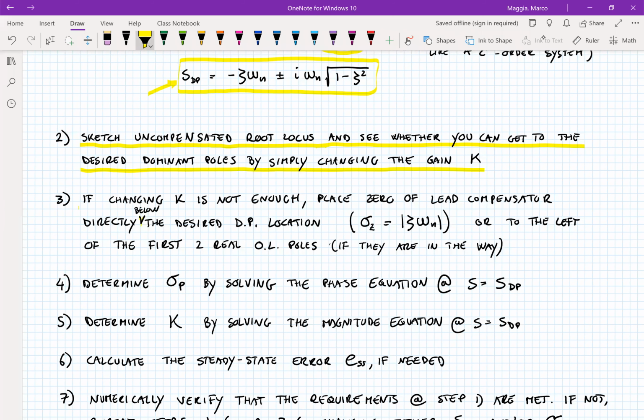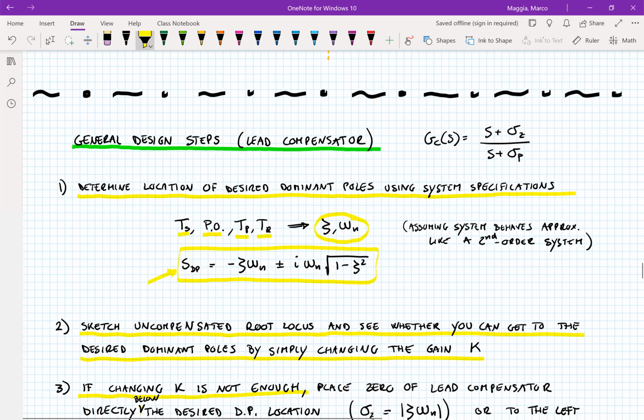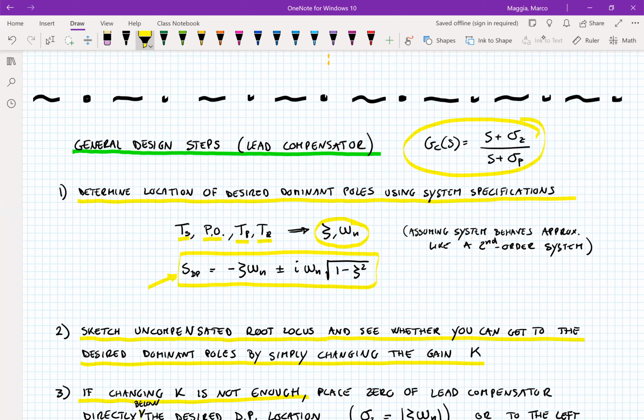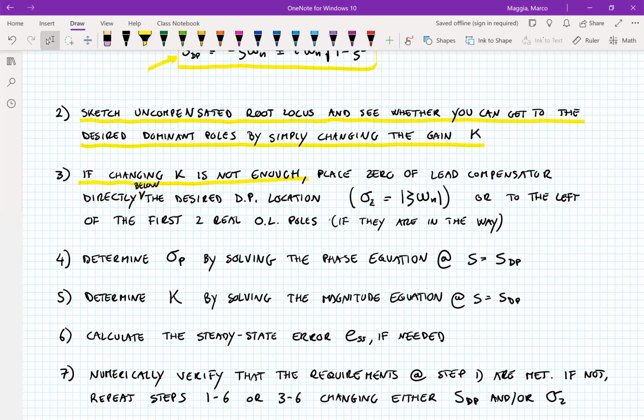However, if changing k is not enough, then you want to consider a lead compensator. So we need to determine the location of the zero and of the pole. Starting with the zero, you place the zero of the lead compensator directly below the desired dominant pole location. So you take sigma z equal to the absolute value of zeta times omega n, or something that I didn't mention earlier, to the left of the first two real open loop poles, if they are in the way.